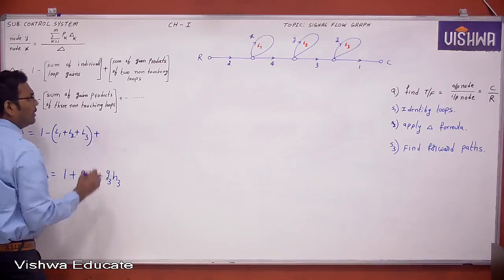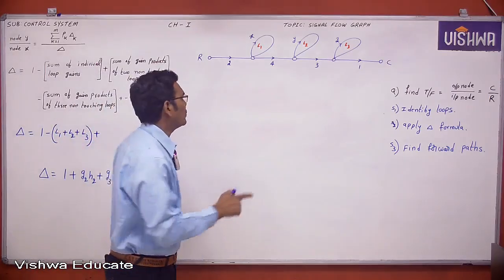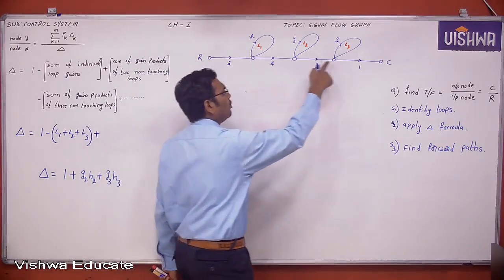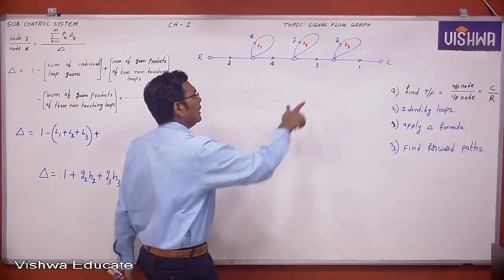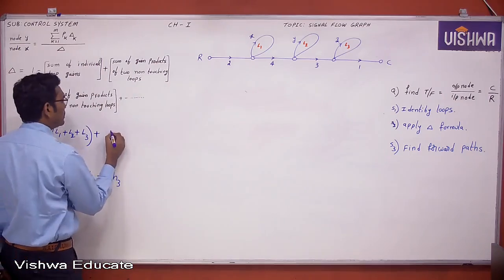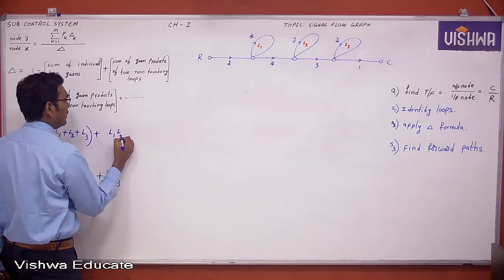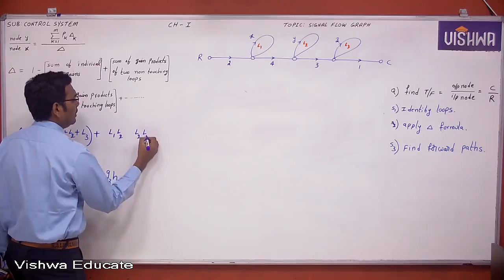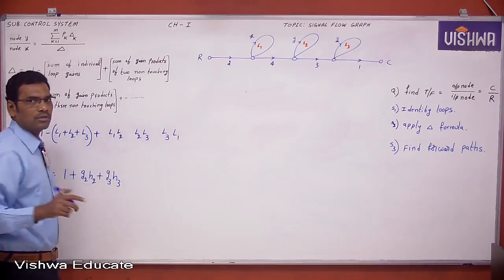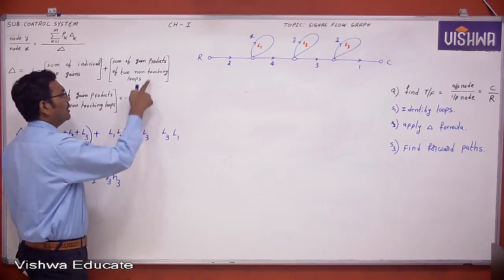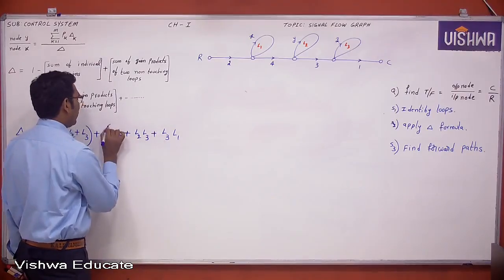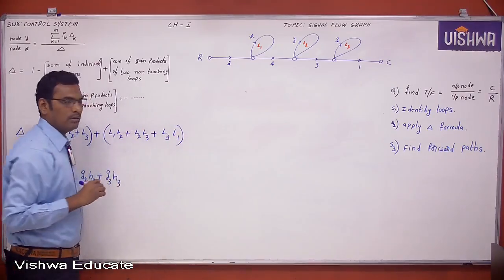Next, plus the gain products of two non-touching loops. Is loop L1 touching loop L2? No. Is L2 touching L3? No. Is L3 touching L1? No. What are the non-touching loops? L1 L2, L2 L3, L3 L1. These are the two non-touching loops, and we take the sum of the gain products of two non-touching loops.